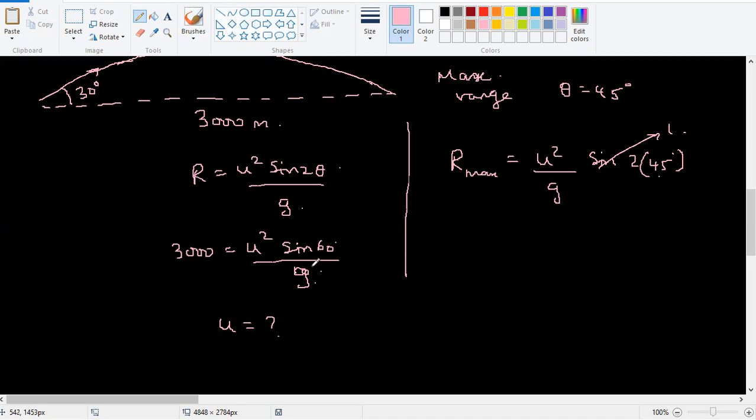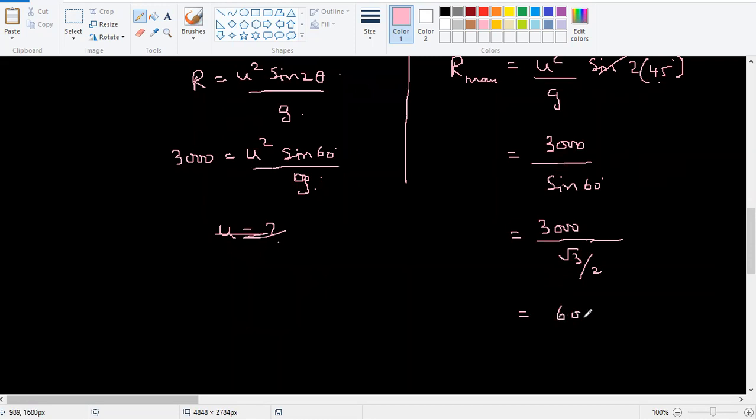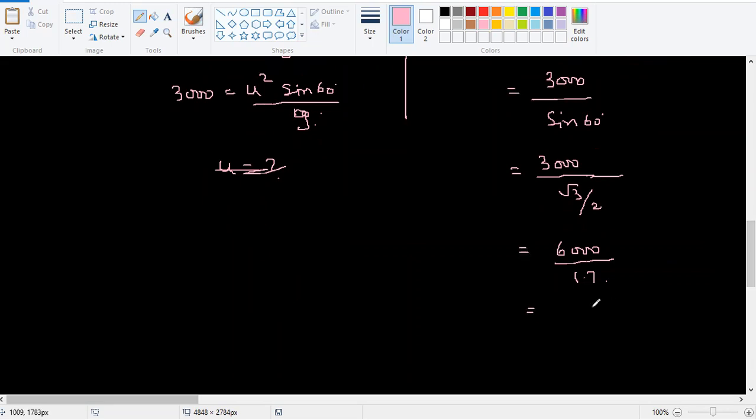So that means u squared by g is nothing but, according to this, 3000 by sine 60. Sine 60 is root 3 by 2. This will become 6000 by root 3. So 6000 by root 3 is 1.7, approximately 2. So it will become 3000 by 1.7.